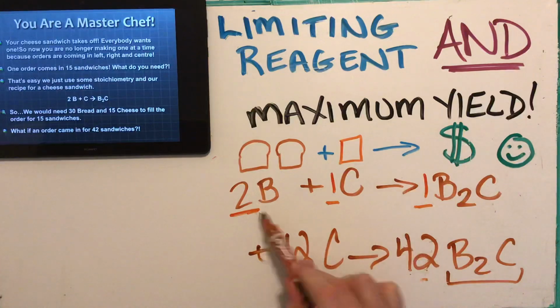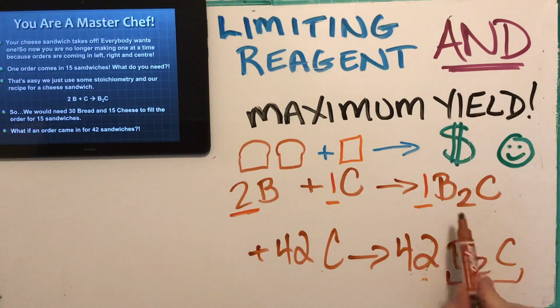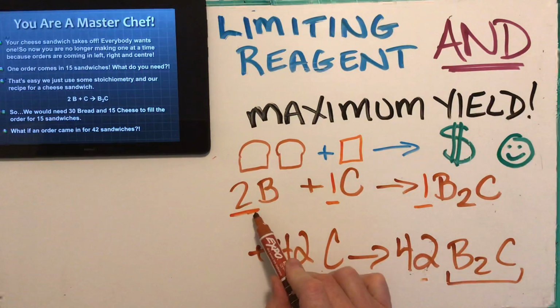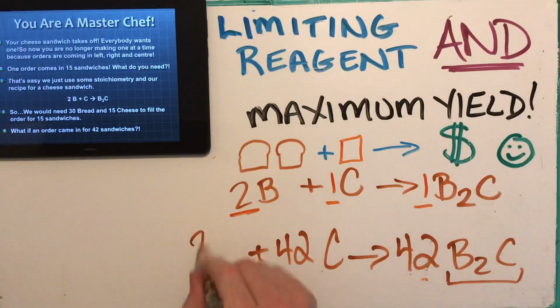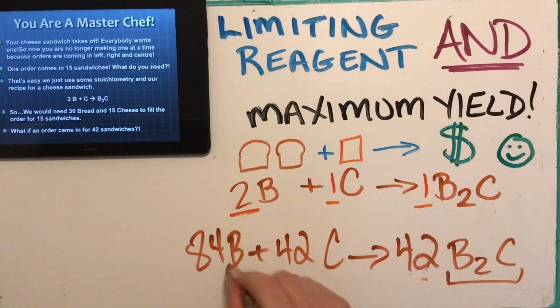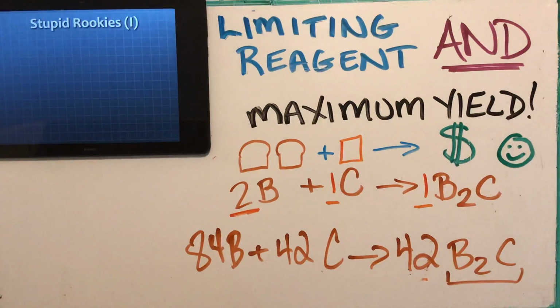And my relationship of bread to sandwiches is 1 sandwich, 2 breads. So I would double that amount. 42 now becomes 84 bread. If I had 84 slices of bread, 42 slices of cheese, I can make 42 sandwiches and make, ching, a whole bunch more money, right? So now I'm getting paid.